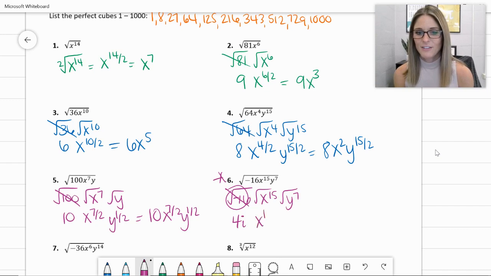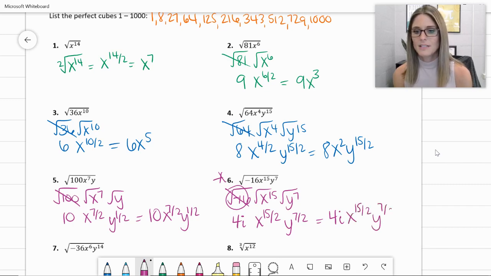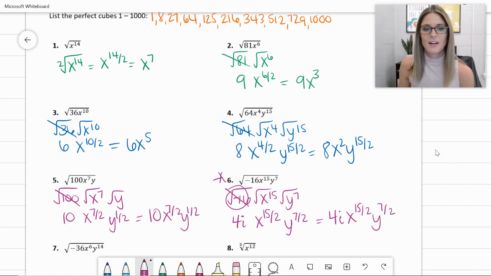Rewrite the x to the 15th as a power rational exponent, 15 over 2, and y to 7 over 2. If I could, I would simplify, but this is going to be my final answer, 4i x to the 15 over 2, y to the 7 over 2 would be my final answer there.